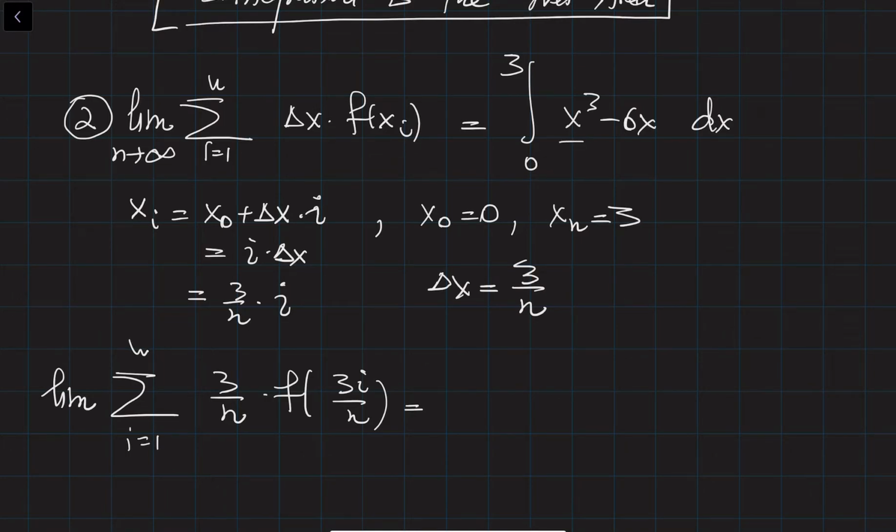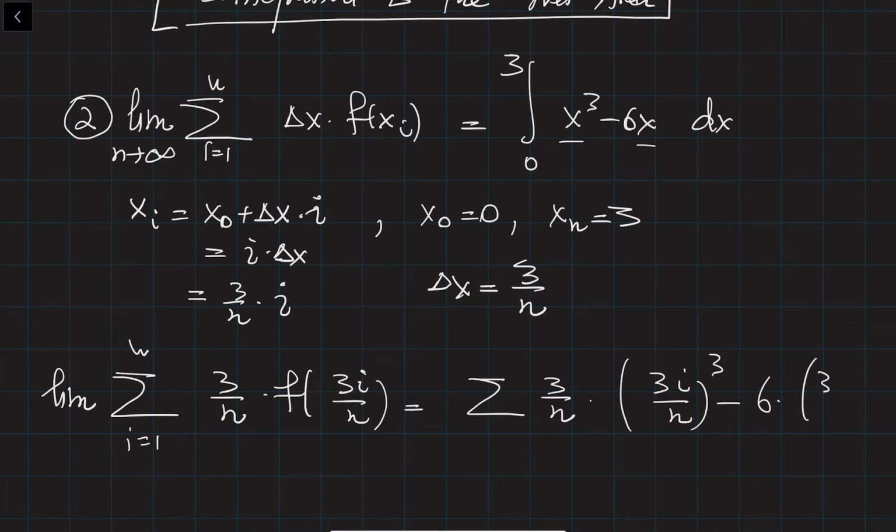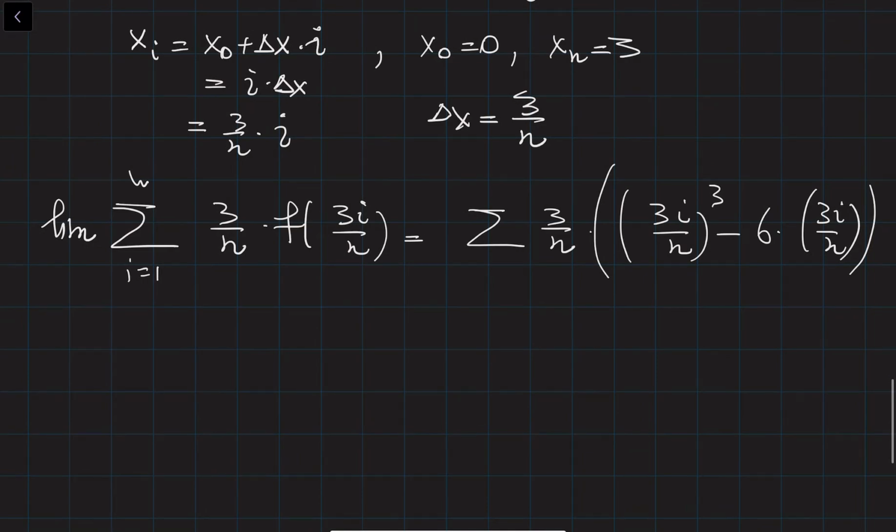So I'm going to substitute this to here. So f of x is equal to x cubed minus 6x. It's going to be the summation of 3 divided by n times (3i divided by n) in the cube minus 6 times 3i divided by n. So this is the f of x, right? i goes from 1 to n still. So we still need to find the limit.